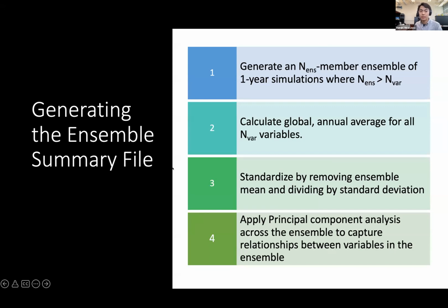Right, so in order to generate the ensemble summary file, we first need an n-member ensemble, and notably, this needs to be greater than the number of variables, and we also need a large number of variables, preferably as many as possible for these two numbers. Then we calculate the global and annual averages for all the variables and ensemble members. Then we standardize these by removing the ensemble average and dividing by the standard deviation. And then we apply principal component analysis to the standardized values across the ensemble to capture the relationships between the variables for the 1-year simulations.